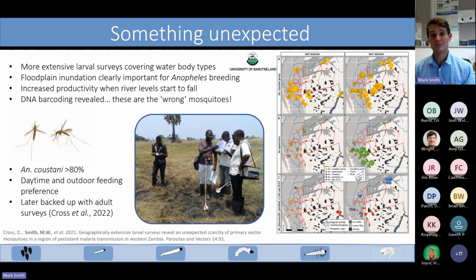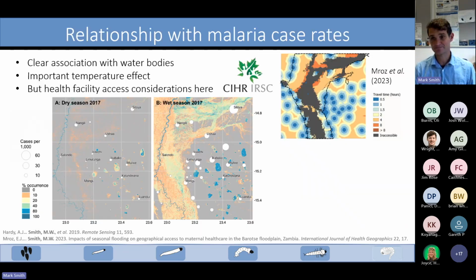So we backed this up later with adult trapping data that confirmed that what we were finding was Anopheles coustani were actually the primary vector here, which was not supposed to be the case. And we detected them by this sort of geographically extensive larval sampling.